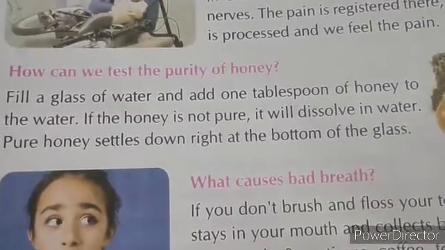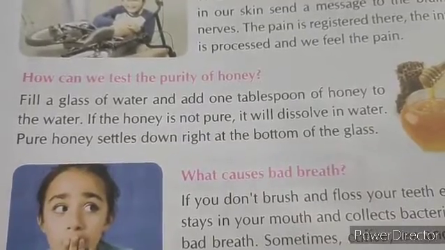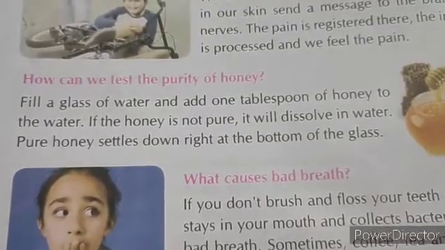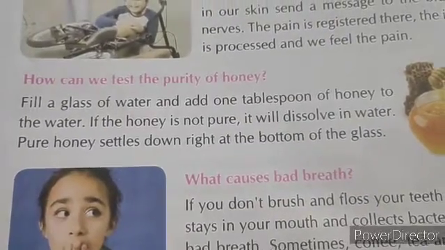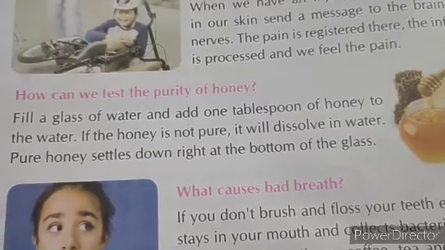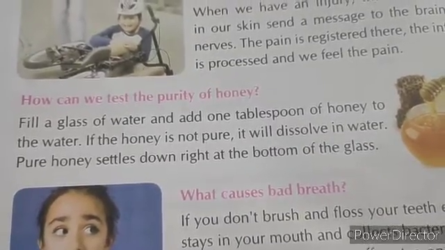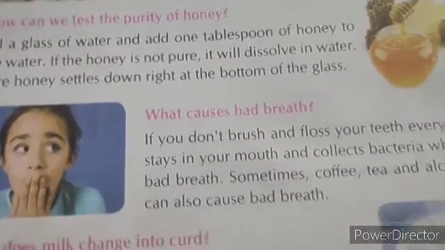How can we test the purity of honey? Fill a glass of water, add 1 tablespoon of honey to the water. If the honey is not pure, it will dissolve in water. Pure honey will settle down right at the bottom of the glass.